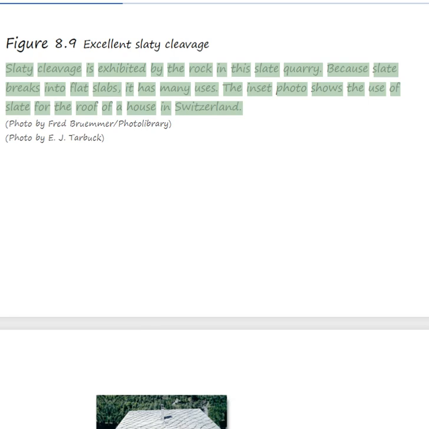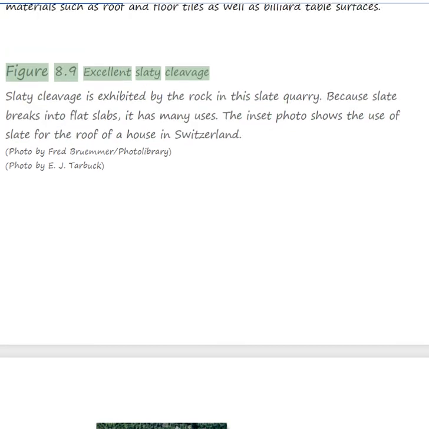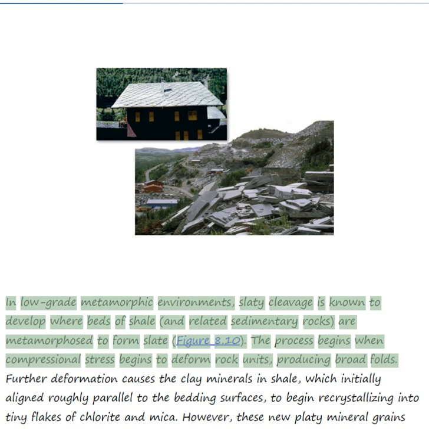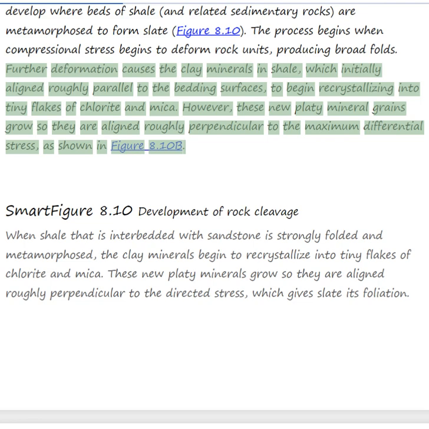Slaty cleavage is exhibited by the rock in the slate quarry. Because slate breaks into flat slabs, it has many uses. The inset photo shows the use of slate for the roof of a house in Switzerland. Figure 8.9 Excellent slaty cleavage. In low-grade metamorphic environments, slaty cleavage is known to develop where beds of shale are metamorphosed to form slate. The process begins when compressional stress begins to deform rock units, producing broad folds. Further deformation causes the clay minerals in shale, which initially aligned roughly parallel to the bedding surfaces, to begin recrystallizing into tiny flakes of chlorite and mica.